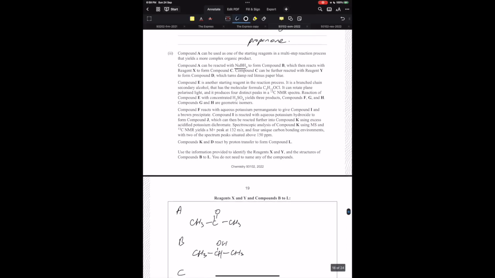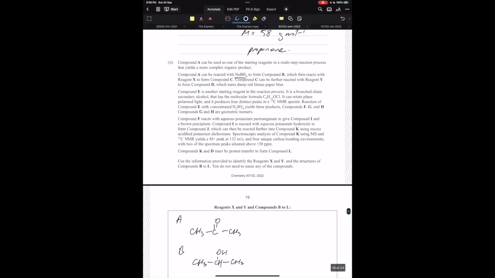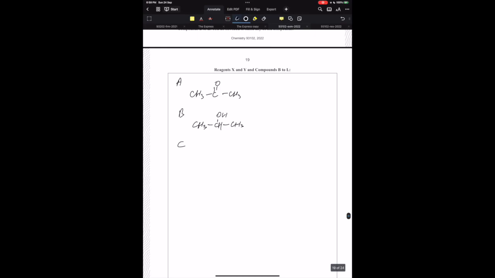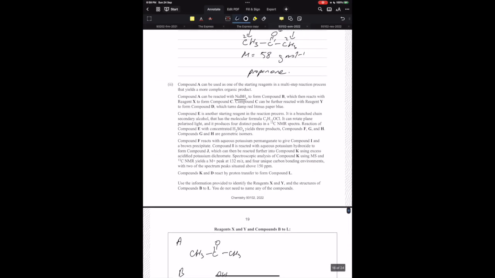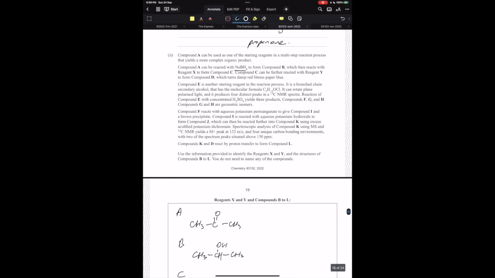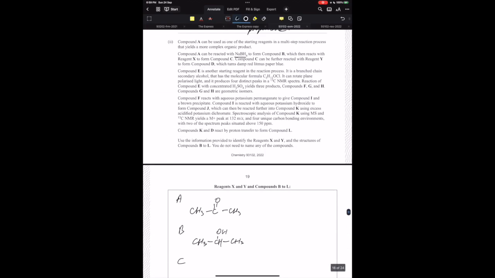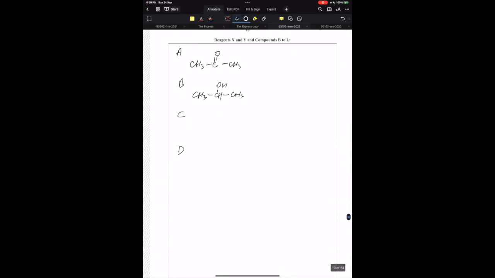So now we move on to compound C. Compound B reacts with reagent X to form compound C, and compound C reacts with reagent Y to form compound D, which turns red litmus paper blue. It's not possible to figure out what C is directly because we don't know what the reagent is. They call it reagent X. But we can figure out what compound D is because they tell us it turns red litmus paper blue, which means compound D is basic. And the very characteristic organic molecules which are basic are amines. Amines are characteristically basic.